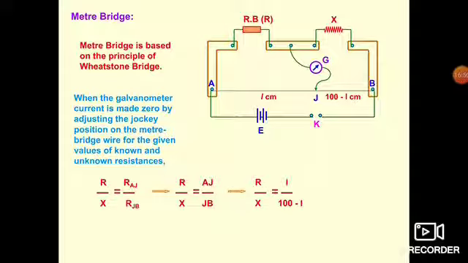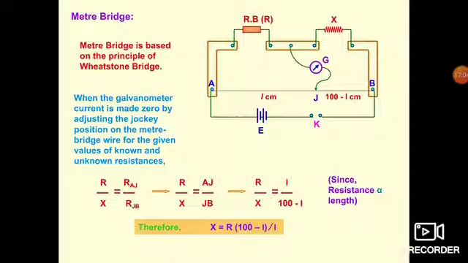So what you get, R by X, what is AJ? AJ is L, and what is JB? It is 100 minus L. R by X is equal to L divided by 100 minus L. Since resistance is directly proportional to length, X is equal to R times 100 minus L, divided by L. So if you don't know X, you can find its value with the help of the length L, which is known to us. 100 minus L is also known, and in the resistance box we also know how much resistance we are putting in. You can get the value of X.